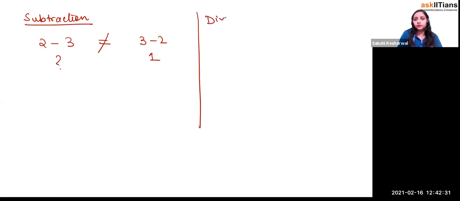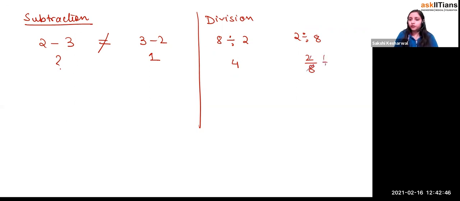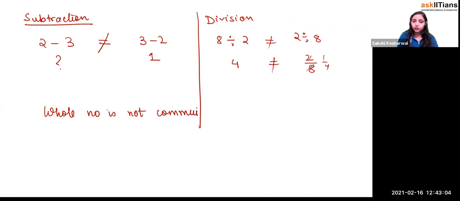Similarly, if you take division, if I write 8 divided by 2 and 2 divided by 8, both are whole numbers. Here the answer is 4, and 2 divided by 8 will be 1 by 4. Are they equal? They are not equal. So it is definitely not always true. So we say that whole numbers are not commutative under subtraction and division.